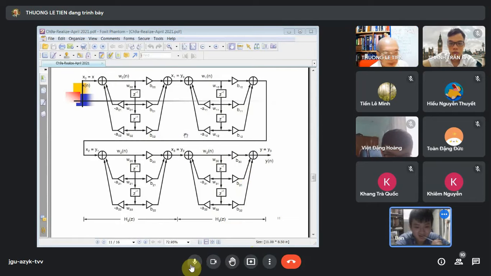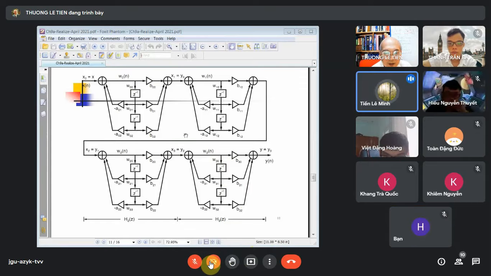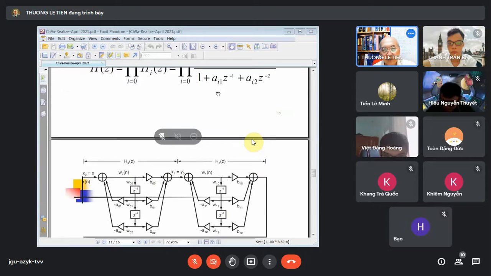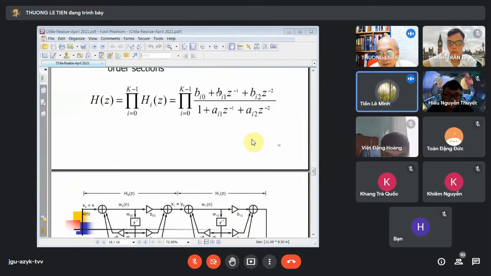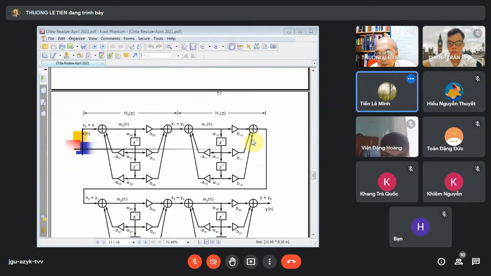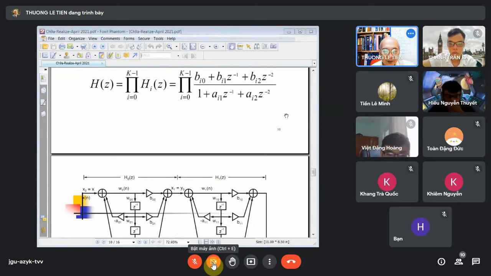Now, Tiến. Yeah, what is the order of the whole system? The whole system is from y0 to y3. Here, what should the order of the whole system be? Here, picture this.